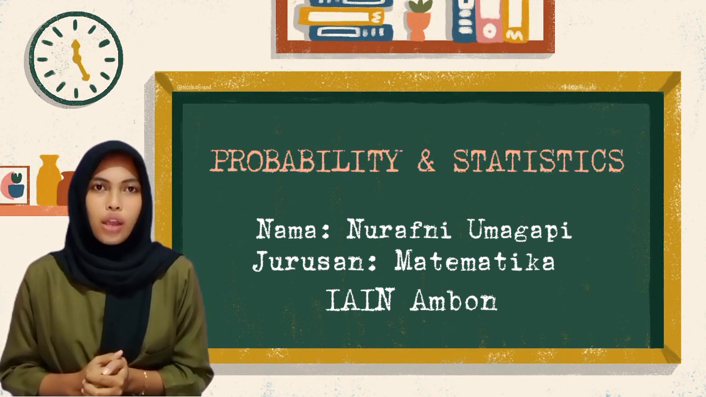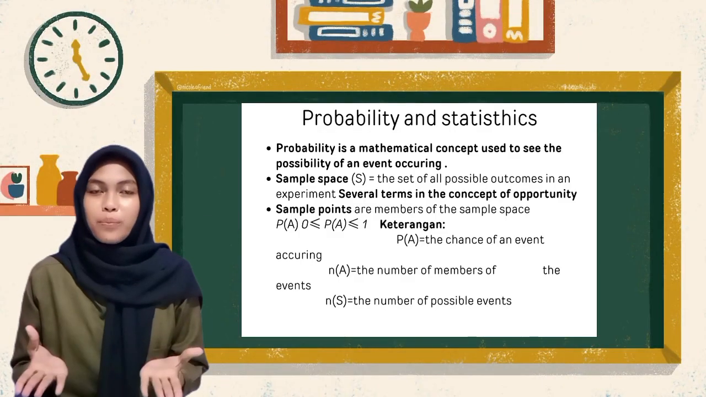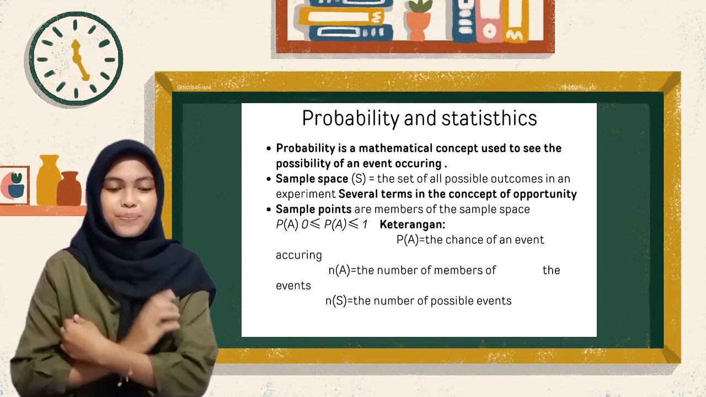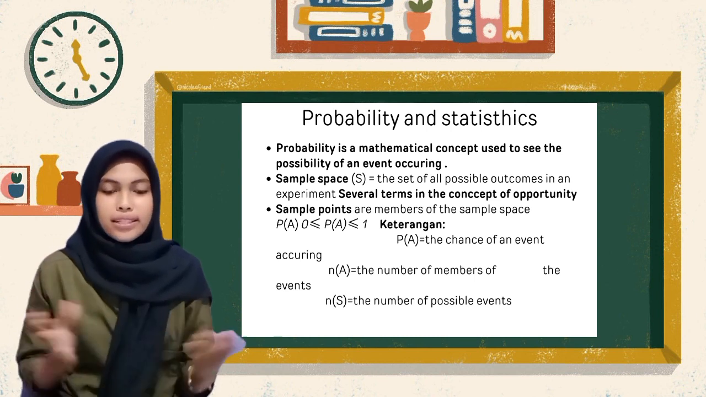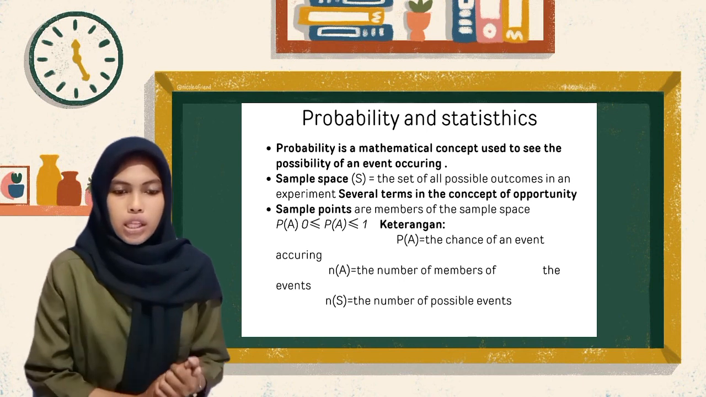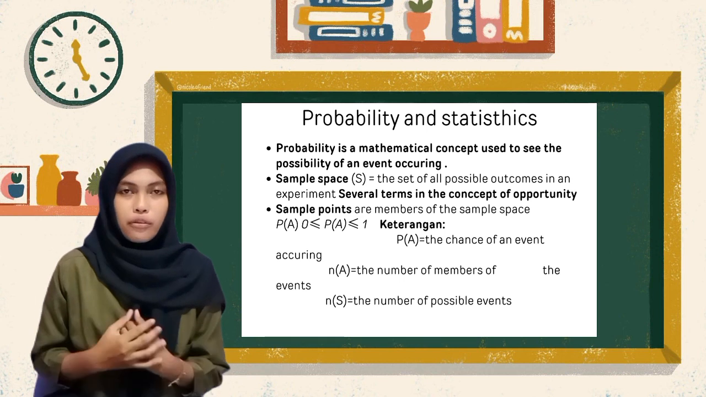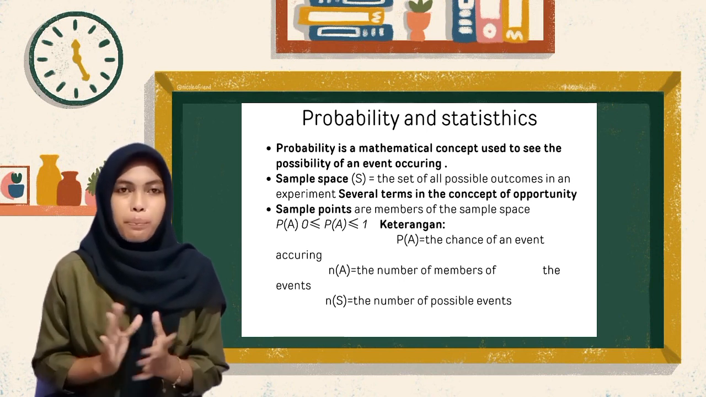The first thing I will discuss is probability. What is the meaning of probability? Probability is a mathematical concept used to see the possibility of an event occurring. Probability is divided into three parts.